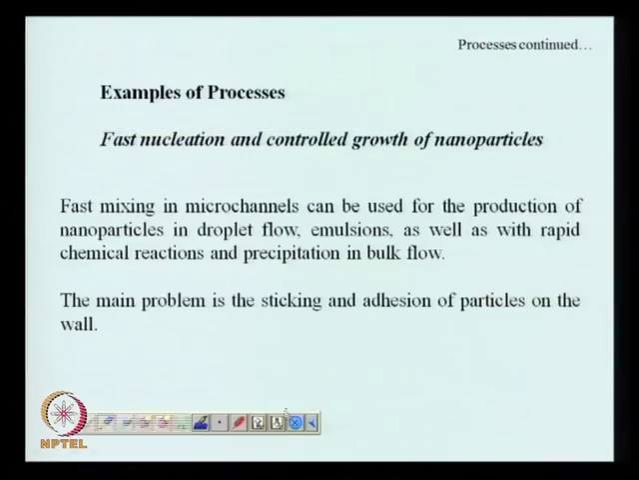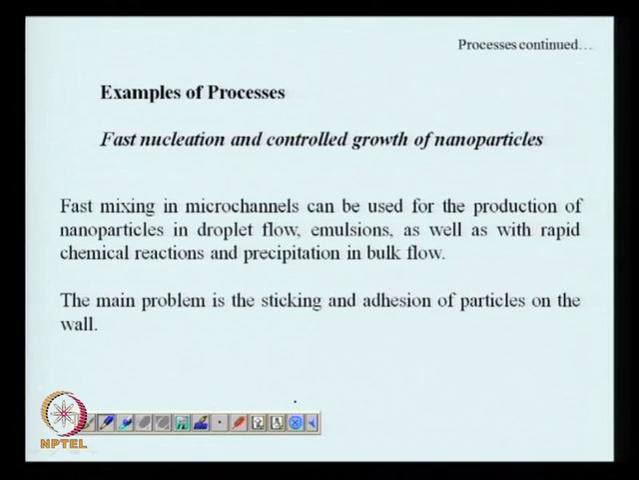So, next we will see some examples of processes where such enhanced rates are possible, and the presence of these enhanced rates has led to interesting applications. For example, fast nucleation of nanoparticles in small devices, and fast mixing in microchannels can be used for the production of nanoparticles in flow of droplets, as well as rapid chemical reactions and precipitations in bulk flow.